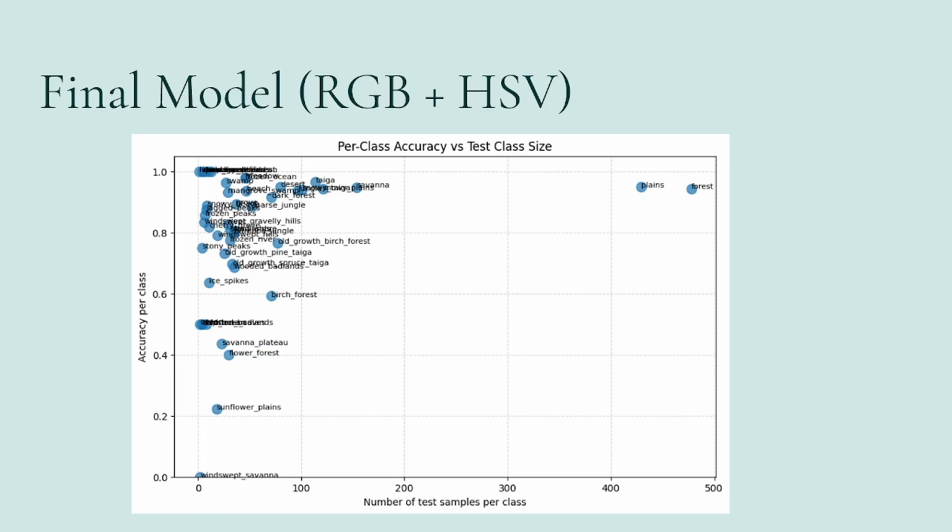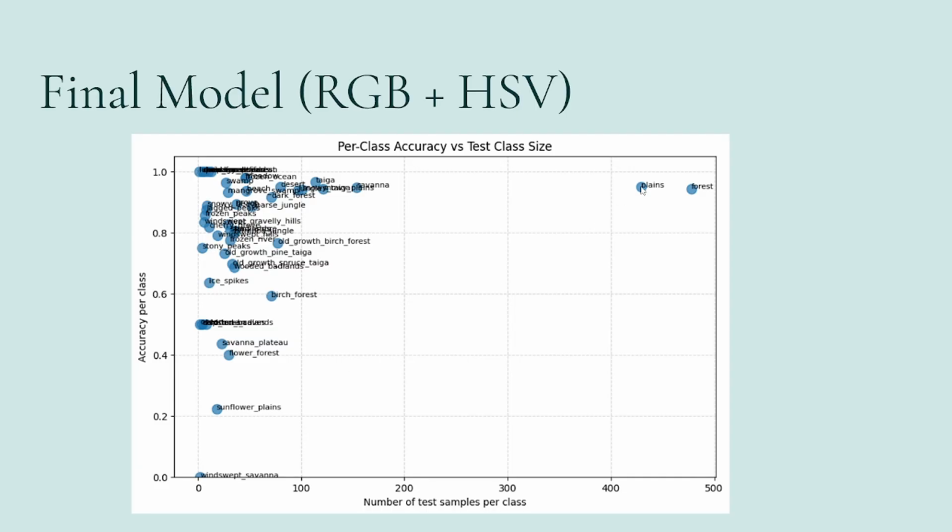Here we're looking at the per class accuracy versus the test class size. As we can see, the majority of biomes are clustered in this upper left quadrant, which is a big success for us. We're struggling a little bit on some biomes with low test samples, such as the flower forest. We're going to be confusing that a lot with the regular forest, and savanna plateau with regular savanna, and also sunflower plains with just the plains.